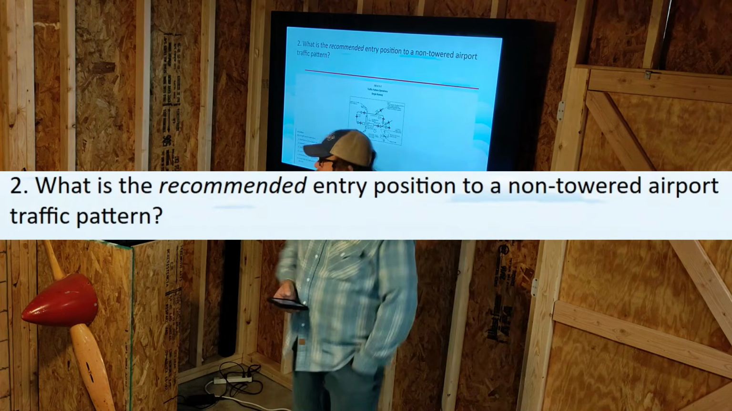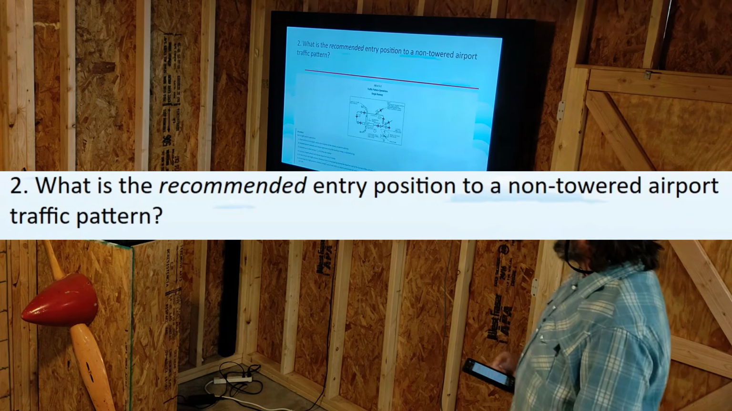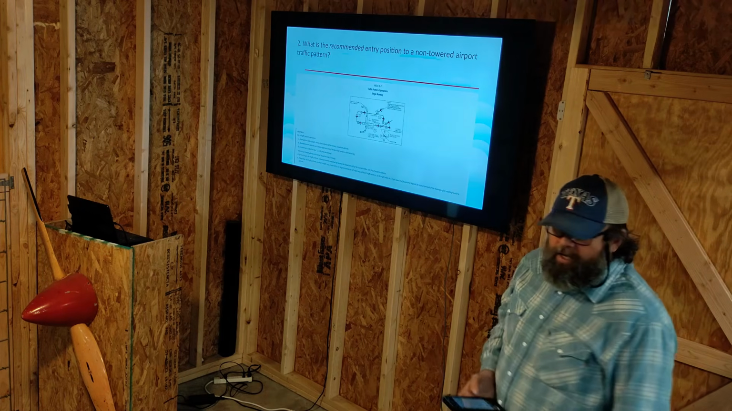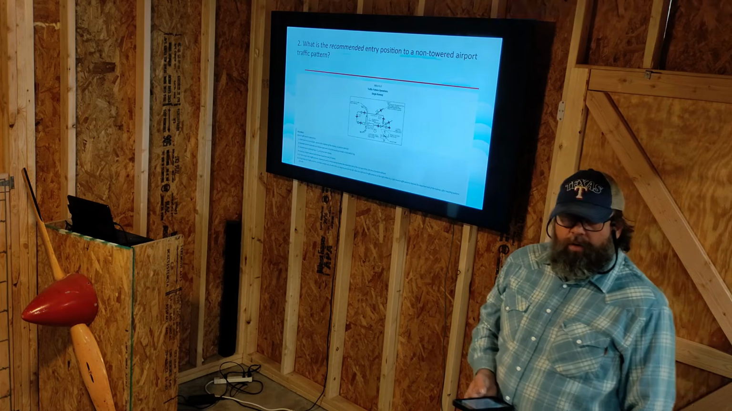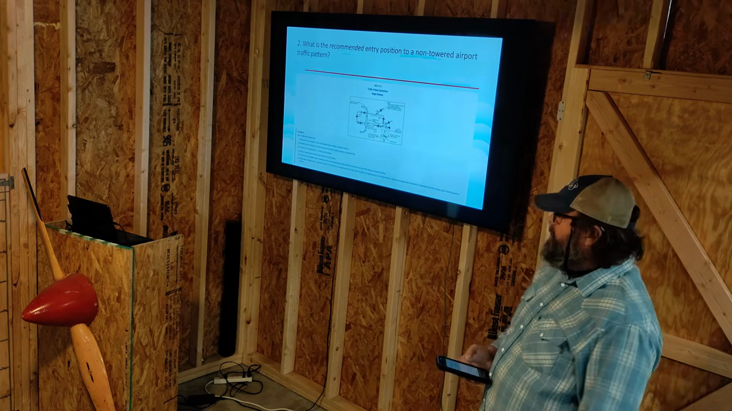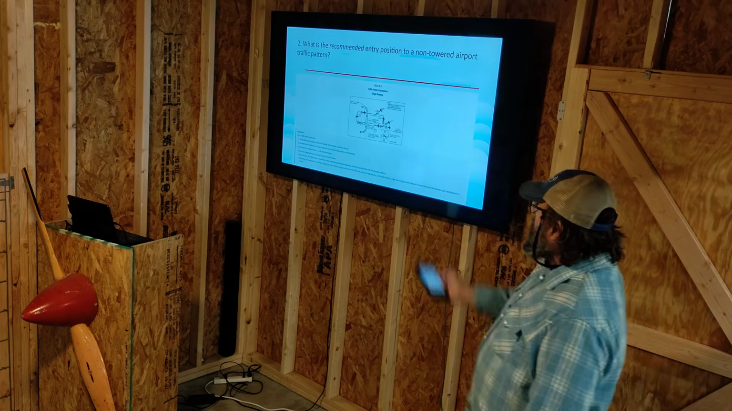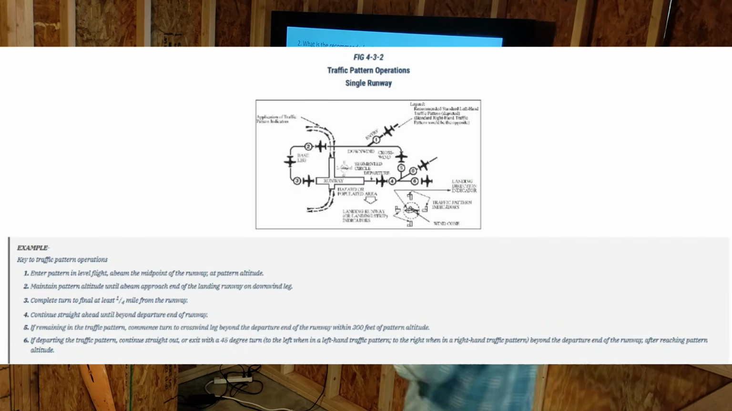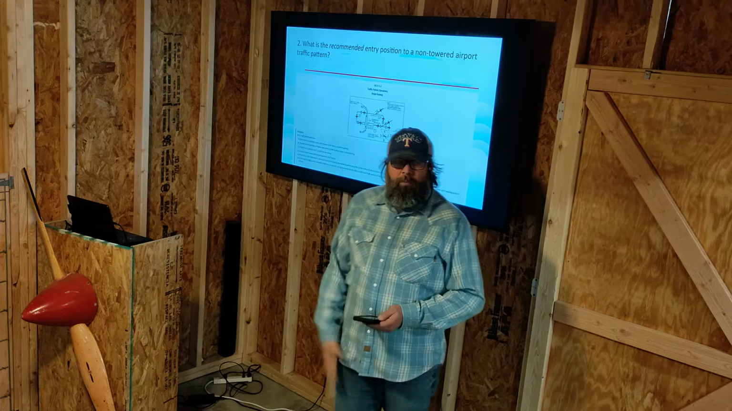All right, so what is the recommended entry position to a non-towered airport traffic pattern? I highlighted recommended, because if you get onto a forum with other pilots, it turns into a ridiculous squabbling debate. It's a recommended entry position, but it's the only one given in the Aeronautical Information Manual. It shows you right here, number 1 is entry. None of these other ones are entries. So it's only giving you one recommended entry.